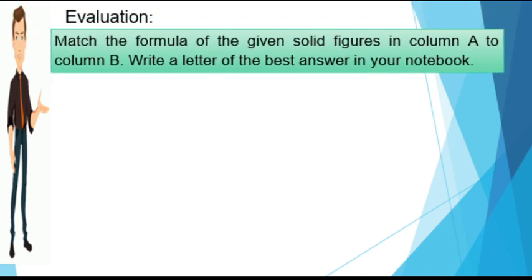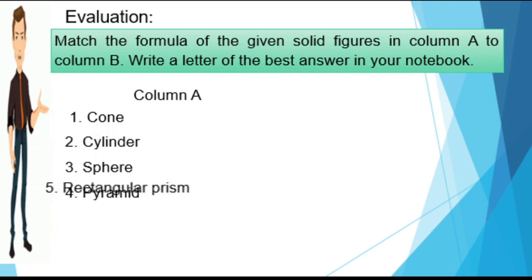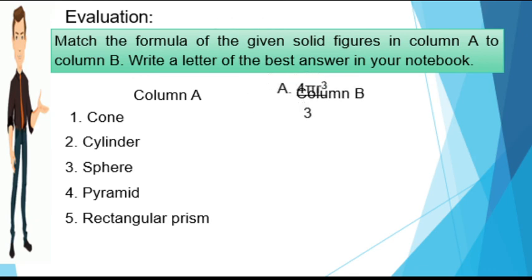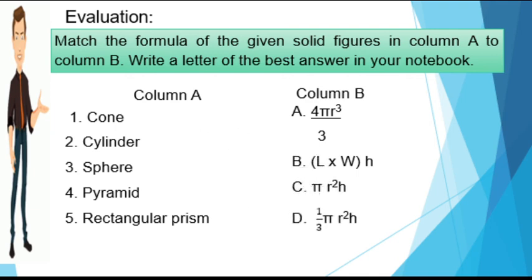And for our evaluation, match the following formula of the given solid figure in column A to column B, then write the letter of the best answer in your notebook. So I'll just drop it all. Okay, so in column A, you have the cone, cylinder, sphere, pyramid, and rectangular prism. And in column B, you have 4 pi r raised to the third power over 3, length times width times height, pi r squared height, 1/3 pi r squared height, and 1/3 length times width times height.